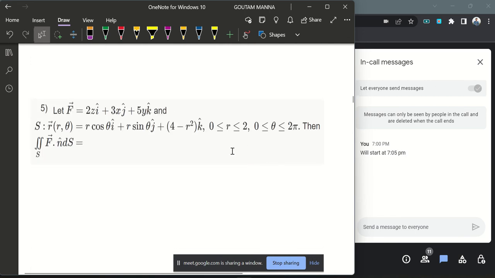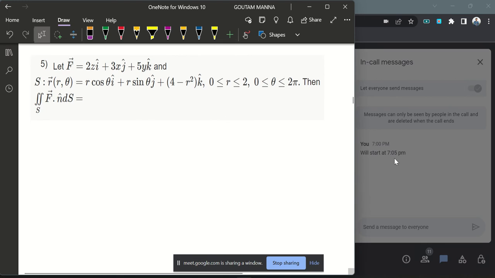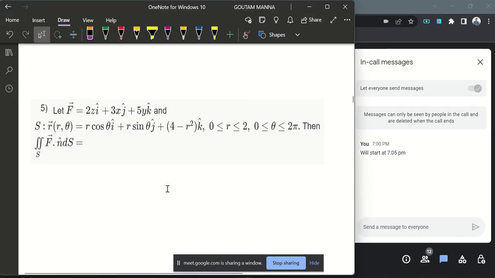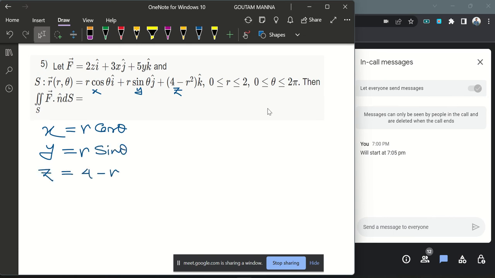So now in problem 5, you are given a vector field f, that is 2z i hat plus 3x j hat plus 5y k hat. And you are given a surface where x equals r cos theta, y equals r sin theta, and z equals 4 minus r square. Here x, y and z are the components of the radius vector.